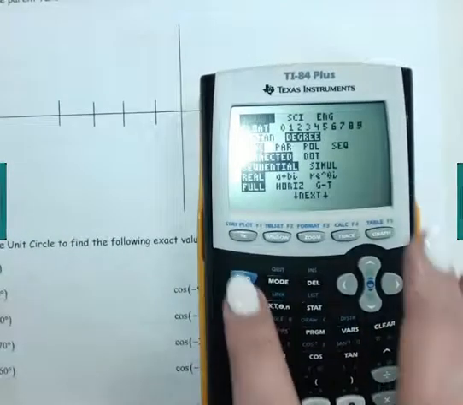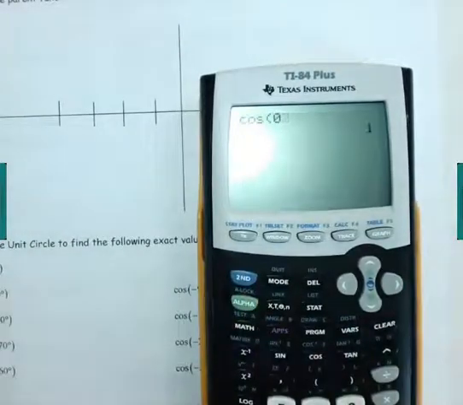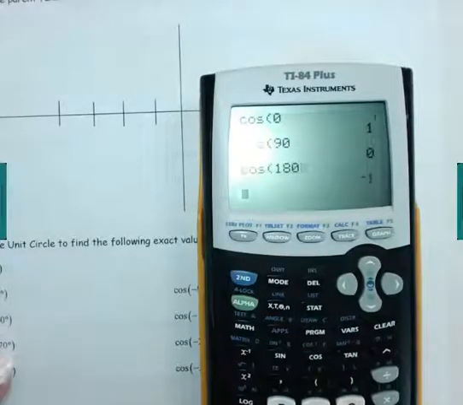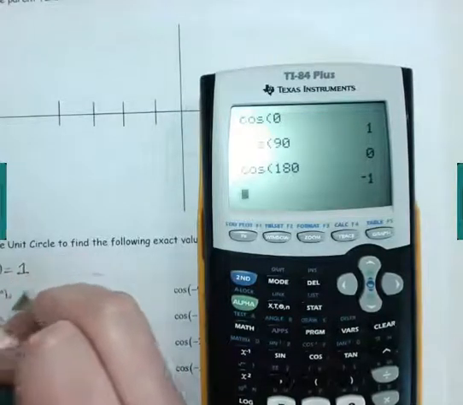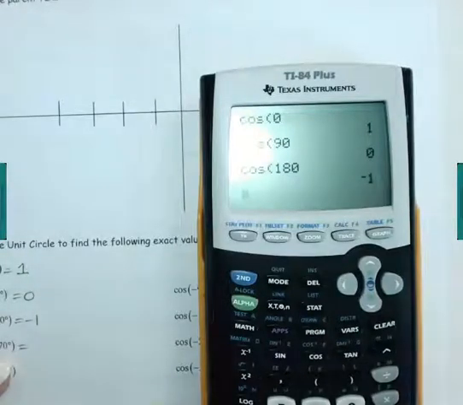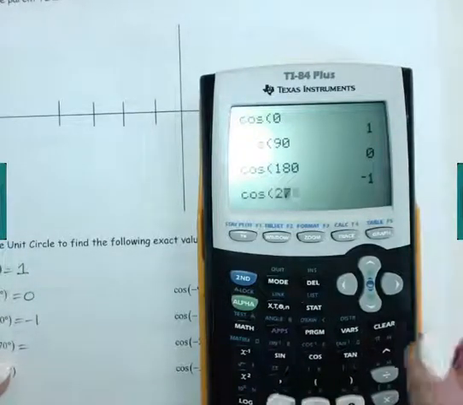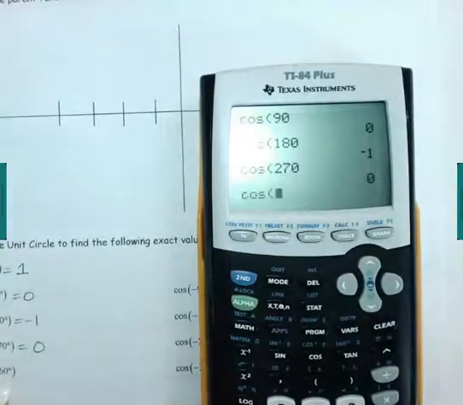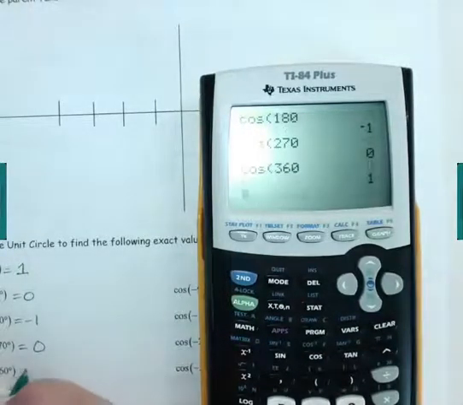Okay, so first we want cosine 0. Then we want cosine 90. Then we want cosine 180. Then we want cosine 270. So it's 1, 0, negative 1. Cosine 270 is 0. And then cosine 360 is back at 1.